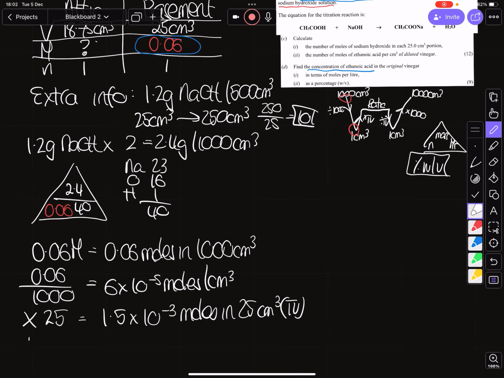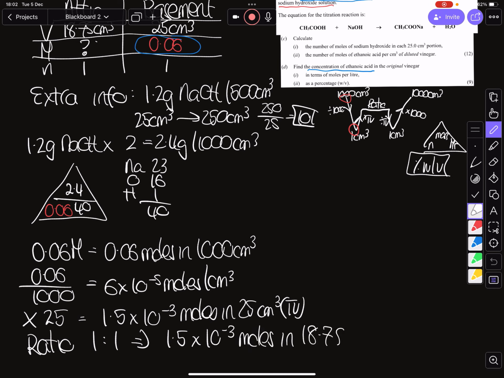I'm going to use my ratio, which is 1:1. So that implies I must have 1.5 by 10 to the minus 3 moles in 18.75 centimetres cubed of my ethanoic acid. That's my other titre volume. We've just gone across the top here.